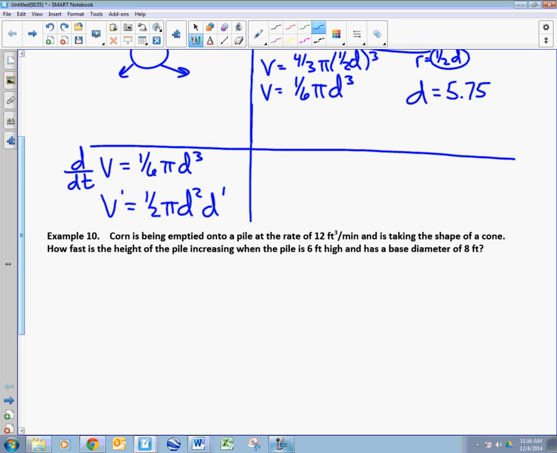V prime, already said 10, is equal to 1/2 pi times 5.75 squared times D prime. Multiply by 2, divide by pi, divide by 5.75 quantity squared. Somebody tell me what you get. Should be around like 0.2, I'm guessing. 0.19. What is our label? Centimeters.